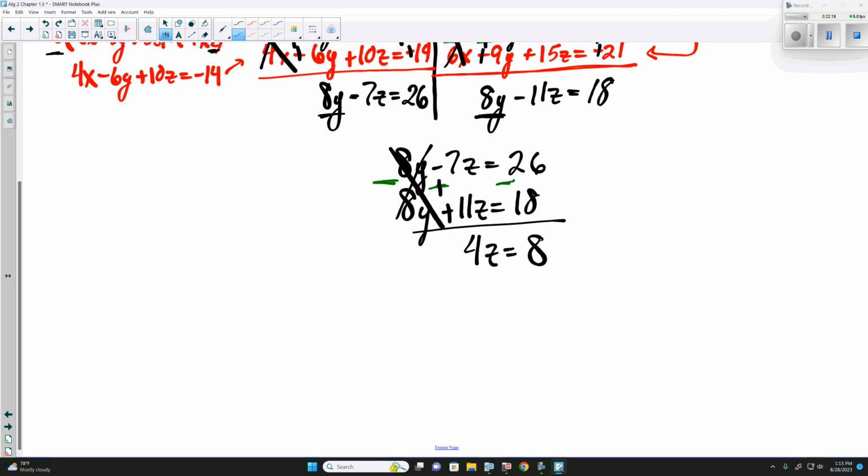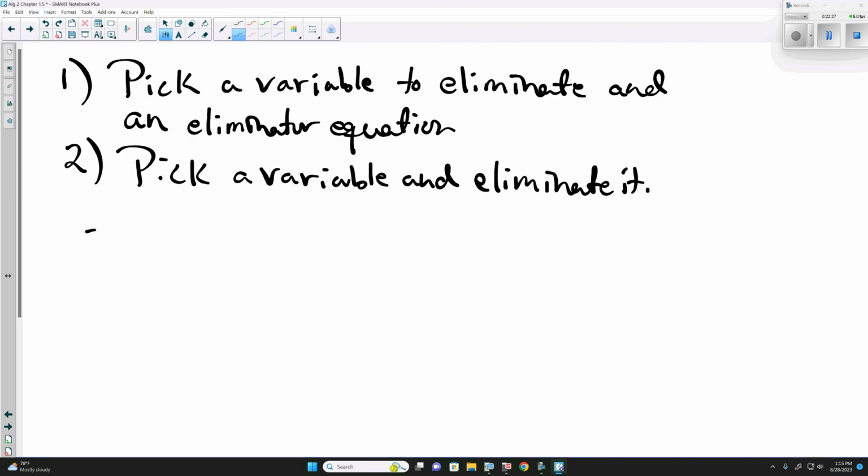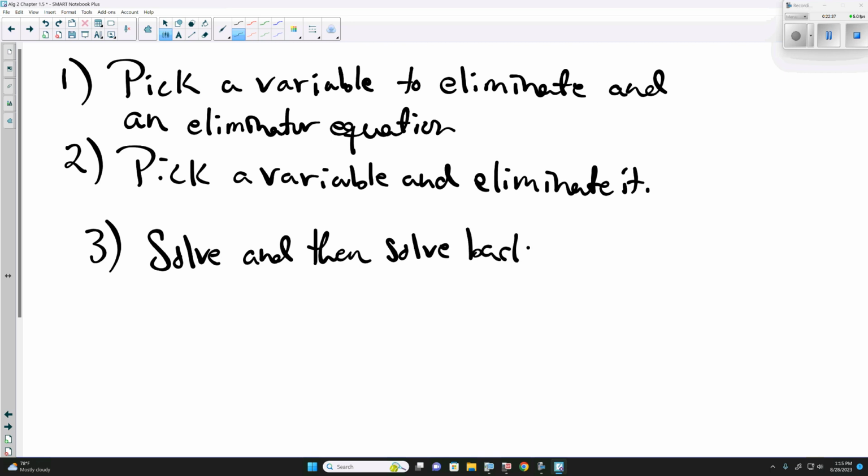So we went from 3 equations with 3 variables to 2 equations with 2 variables. Now we have 1 equation with 1 variable. I'll give you the last real step. Solve, and then solve backwards.